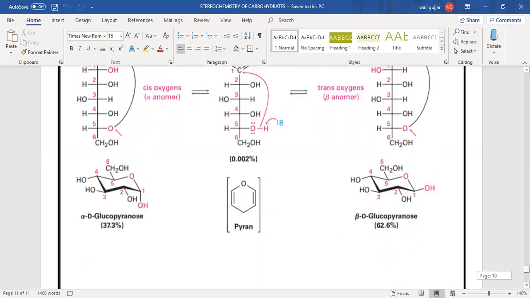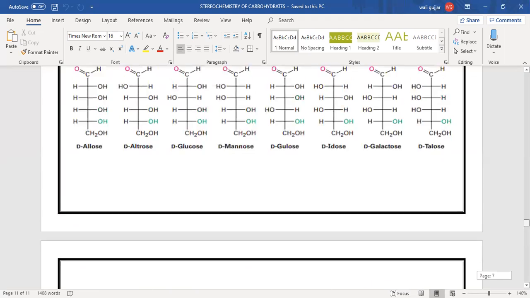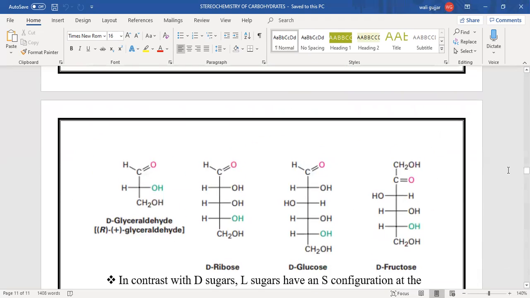So it was the brief presentation on the stereochemistry of carbohydrates.